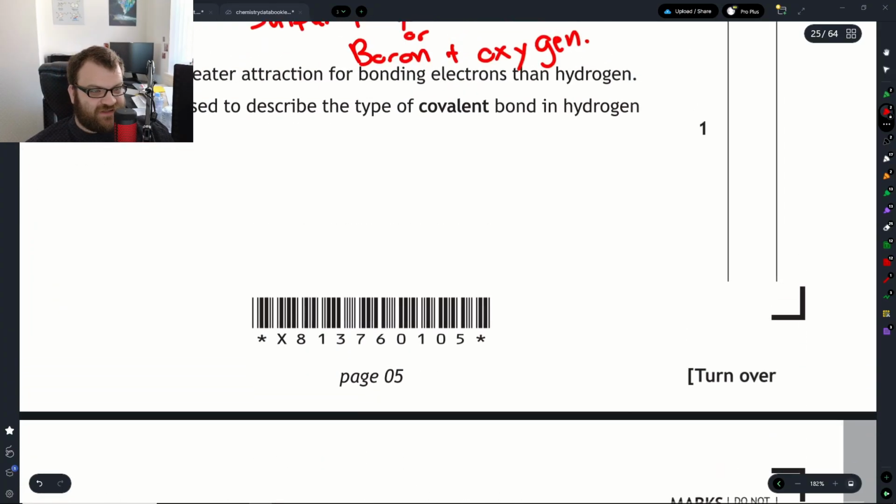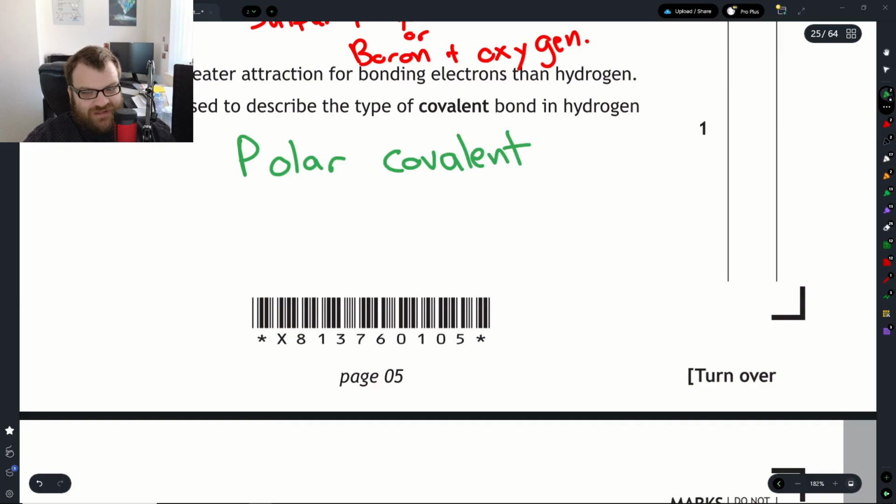This question states that we have one element that has a greater attraction for bonding electrons than the other. The type of covalent bond is either going to be polar or non-polar. Polar covalent bonds are found when there is a difference in electronegativity. If it's the same, it would be non-polar covalent as your answer.